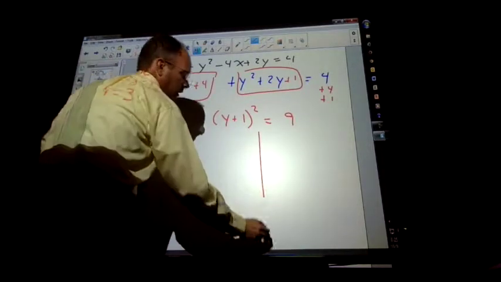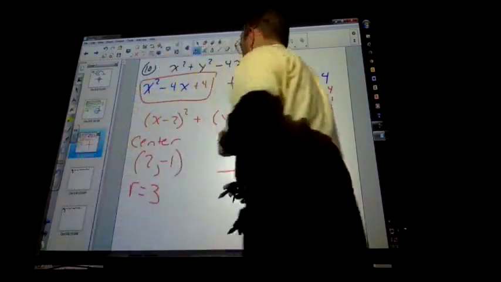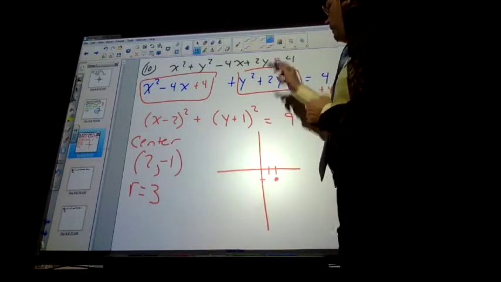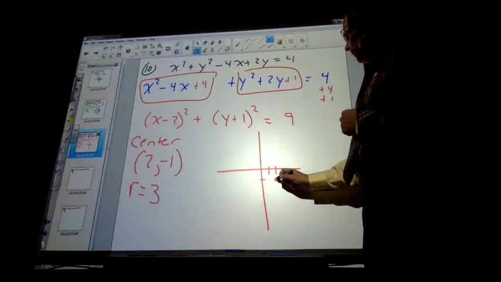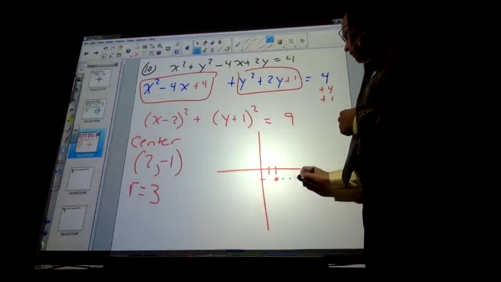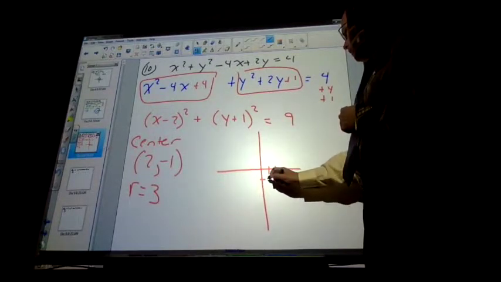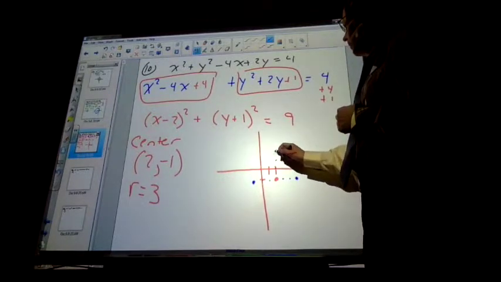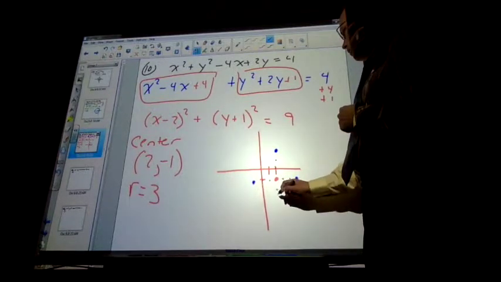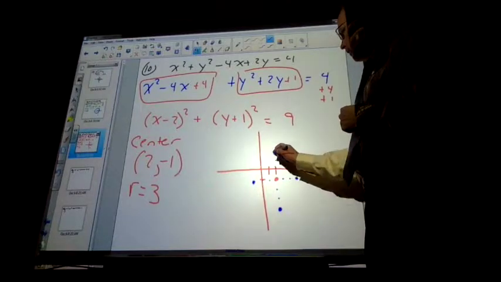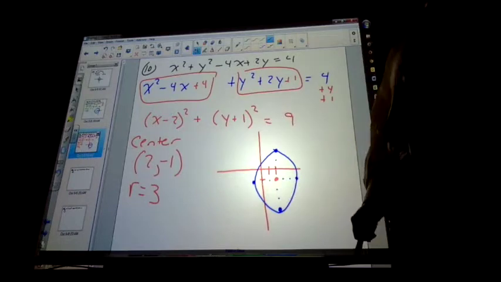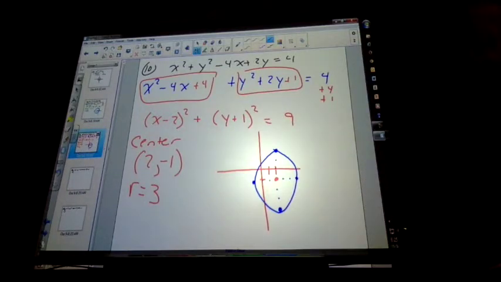3. Make your xy axis. So I get 2, -1, and then in each direction I'm going to go 3. From the center, I'm going to go 1, 2, 3. There's your circle. Okay?